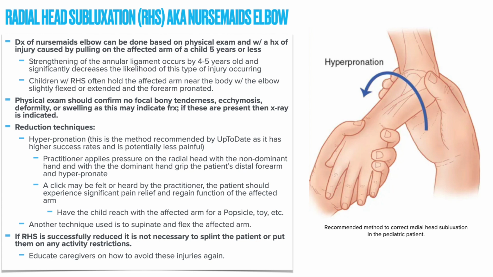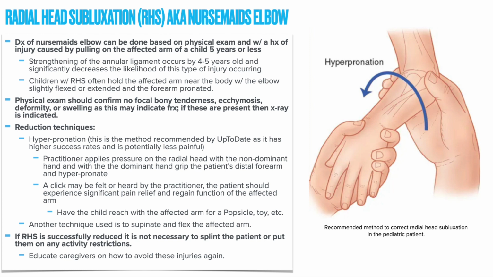So the diagnosis of nursemaid's elbow can be done based on physical exam and history alone, if the injury occurred from pulling on the affected arm in a child who is 5 years old or less. This is because strengthening of the annular ligament occurs by 5 years old, and thus this significantly decreases the likelihood of injury once they are above that age.